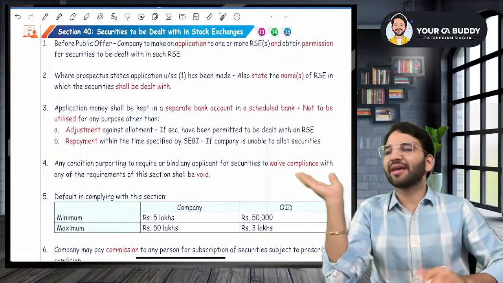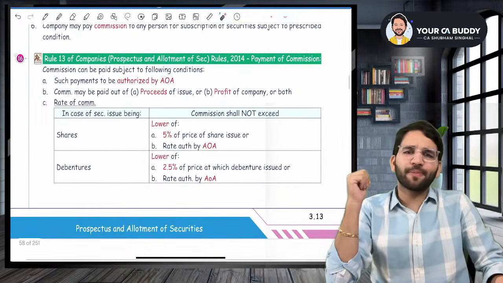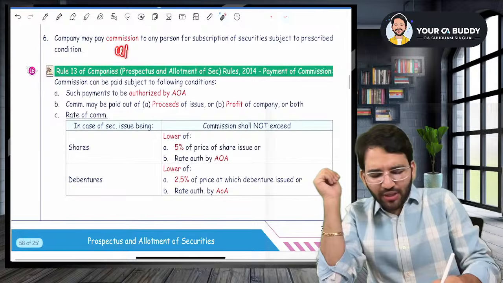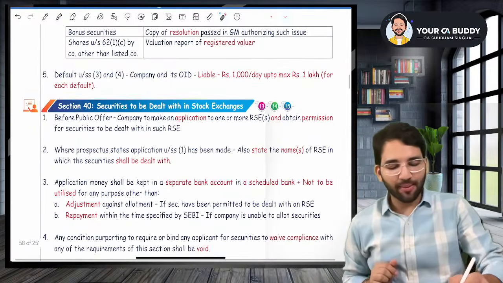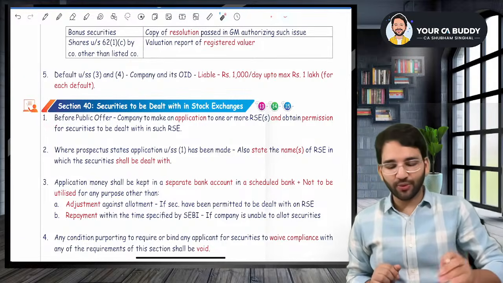Now, guys, listen to me very carefully. Sir, what about underwriting commission? Is a company allowed to pay underwriting commission? But before we come to that, let me close this thing about the stock exchange. A very important question was asked in the exam.